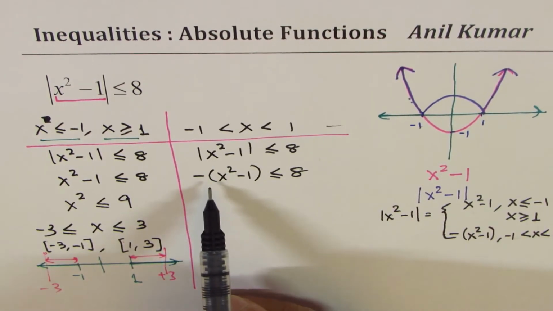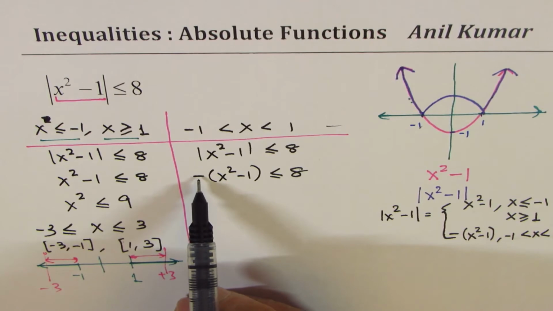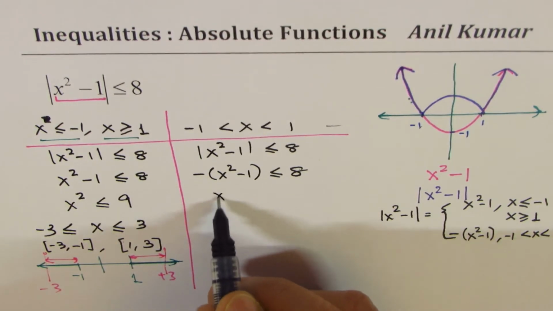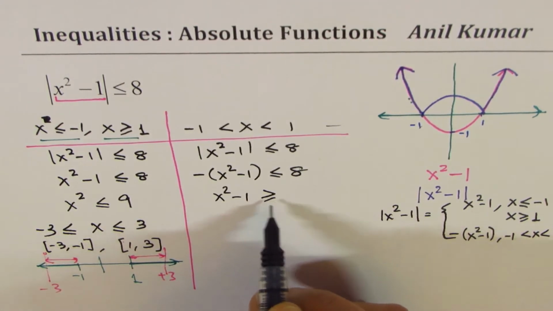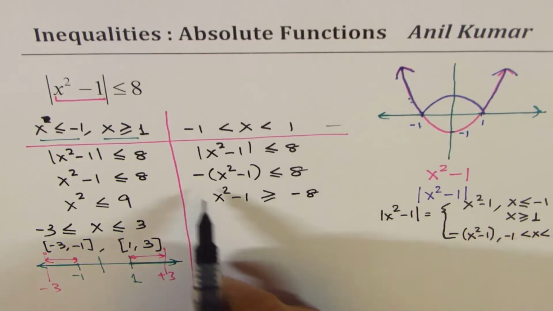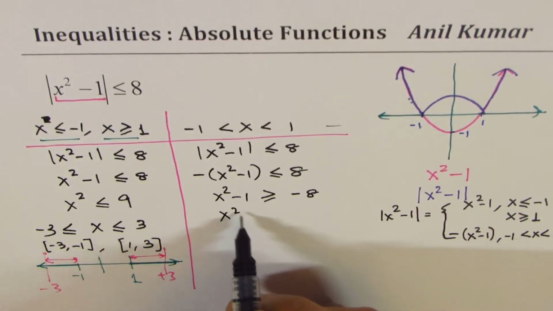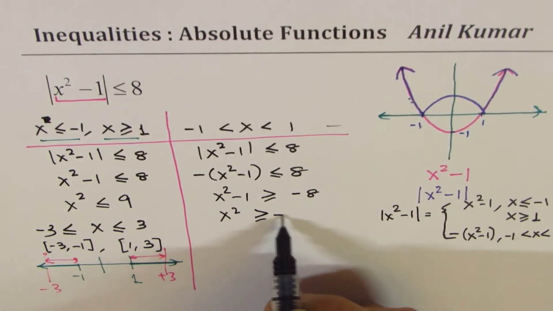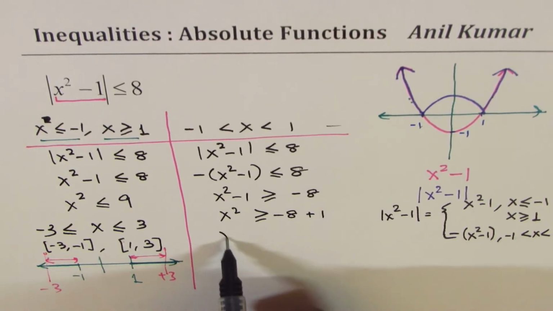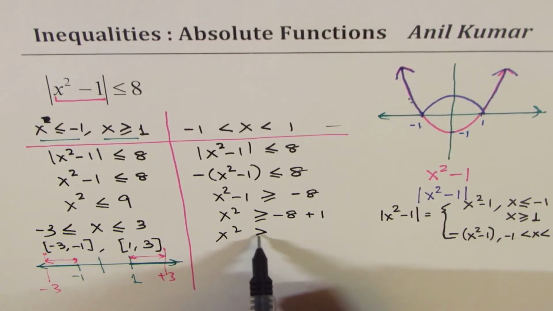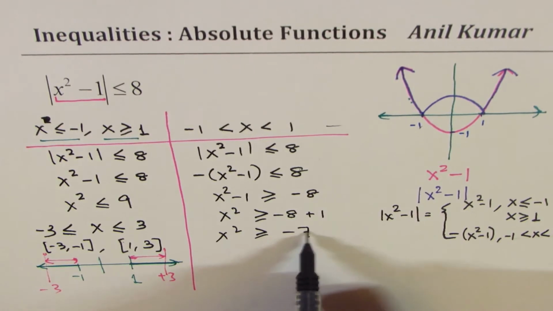On the other hand, if I try to solve this with the negative, when I multiply, it becomes x squared minus 1 greater than or equal to minus 8, right? Or x squared becomes greater than or equal to minus 8 plus 1, or x squared becomes greater than or equal to minus 7.